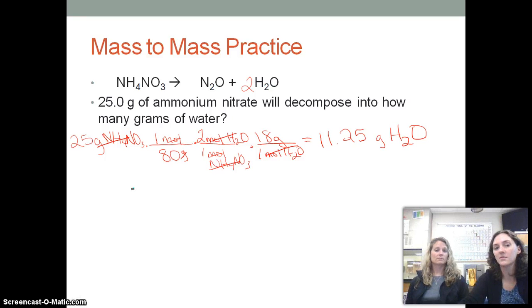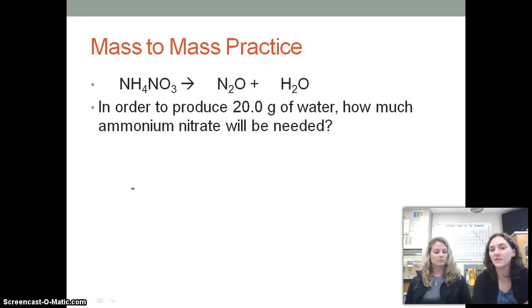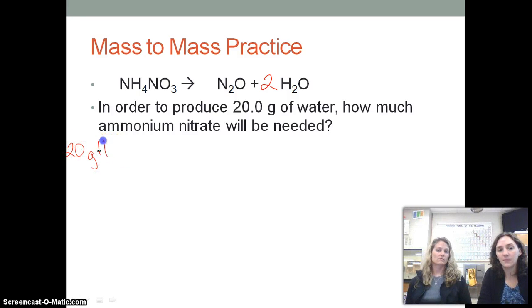All right, next one, more practice of the same problem. We already know that we balanced it to have a 2. Now we are asking, in order to produce 20 grams of water, how much ammonium nitrate is needed? So we're going to start with our water: 20 grams of water, divide by the molar mass, which is 18. You should have that one memorized by now. We use it so much. Mole ratio is going to be 1/2.